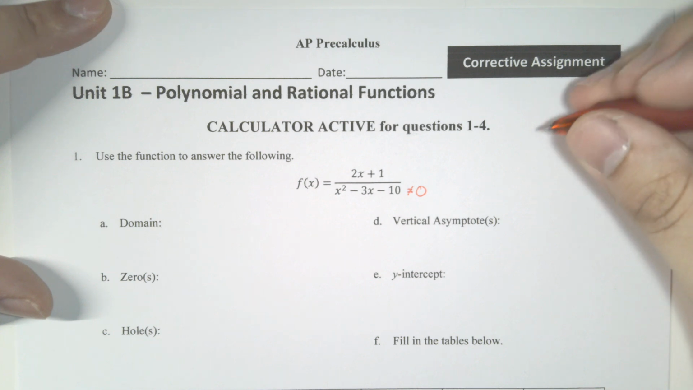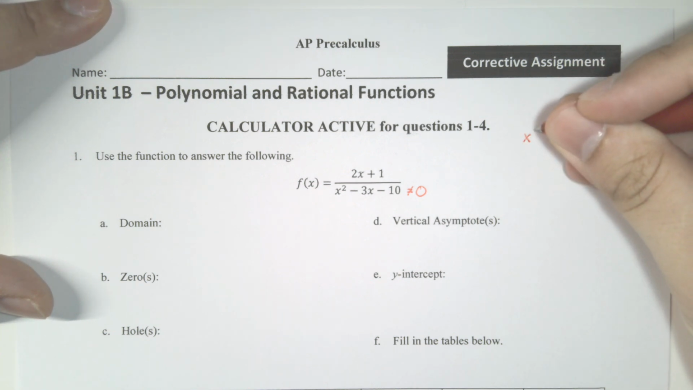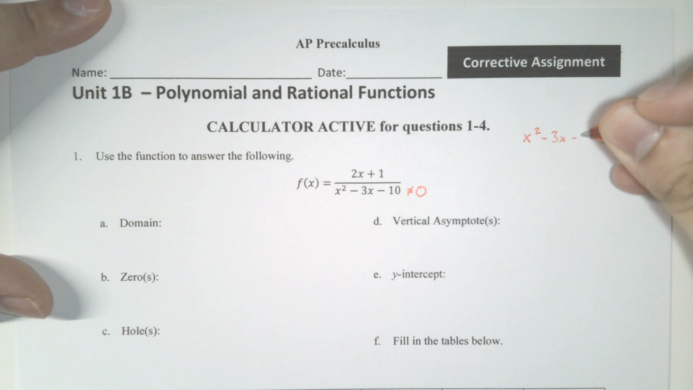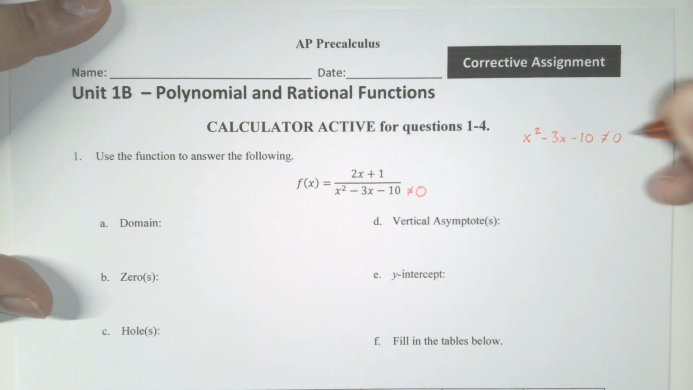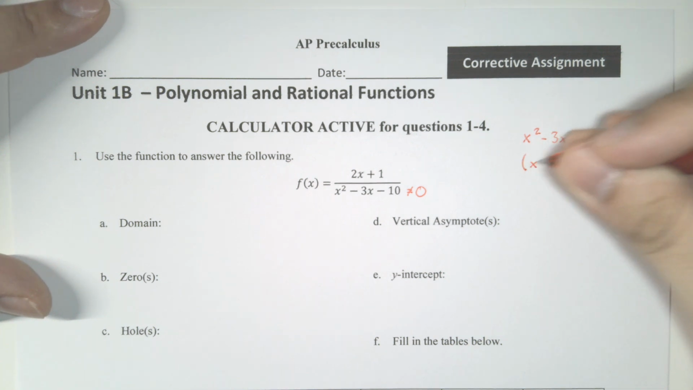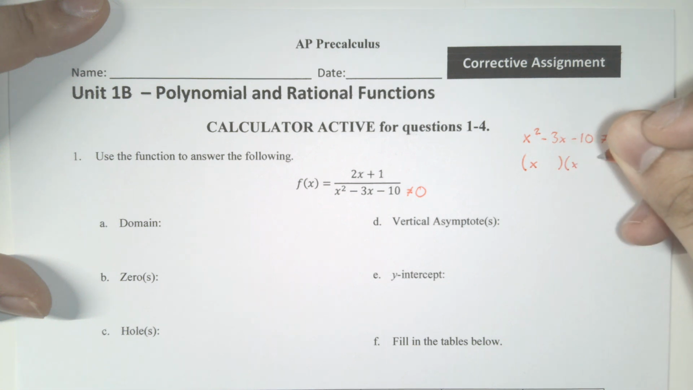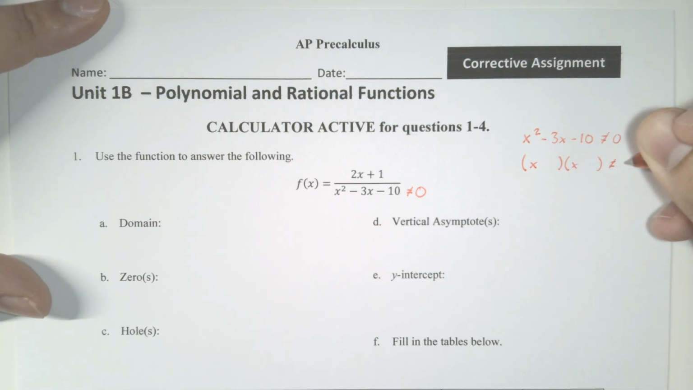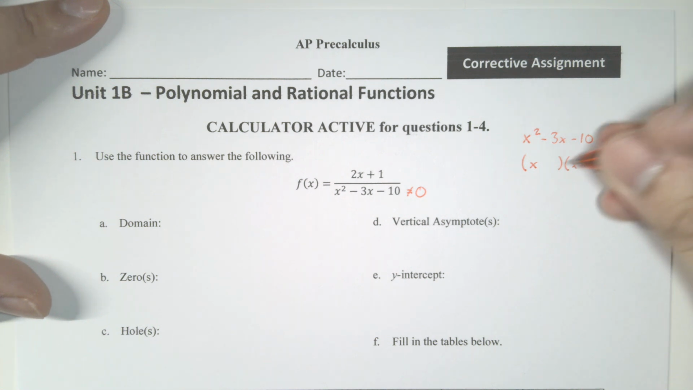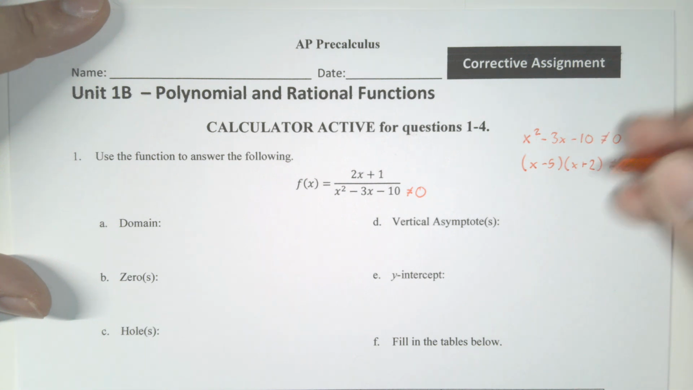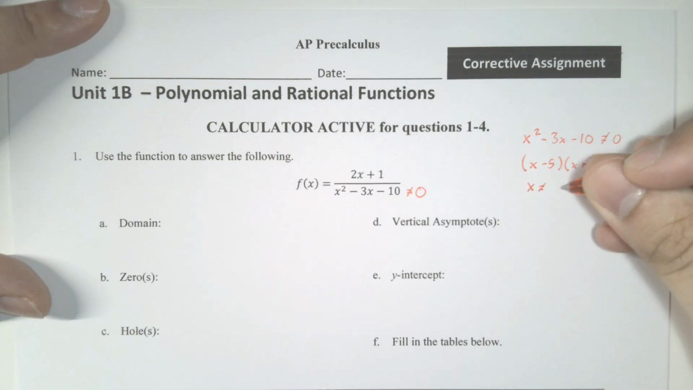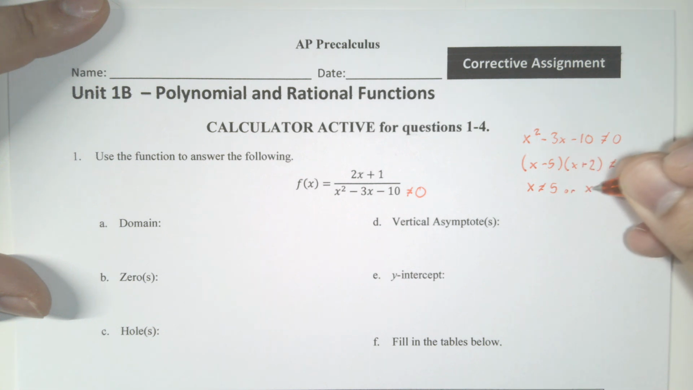So if we look at x squared minus 3x minus 10, and we try to figure out where that can't be equal to 0, it's just like solving this quadratic. We're going to solve it by factoring. We're going to find two numbers that multiply to negative 10 and add up to negative 3. Those two numbers are going to be negative 5 and positive 2, which means that x cannot be equal to positive 5, or x cannot be equal to negative 2.